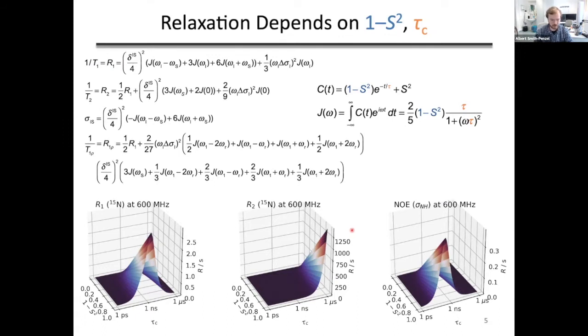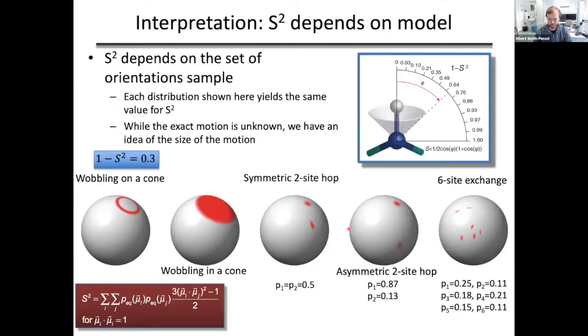So how can I use this to get some information on dynamics? Sorry, I'm skipping a slide. I have also the order parameter. I just have one slide on this, but I think it's important to understand. If I know what my motion looks like, say I can say that a given bond is basically wobbling around in a cone, so it isotropically samples everything within this cone. Then as the amplitude of motion increases, as the cone gets bigger, 1 minus S squared gets bigger.